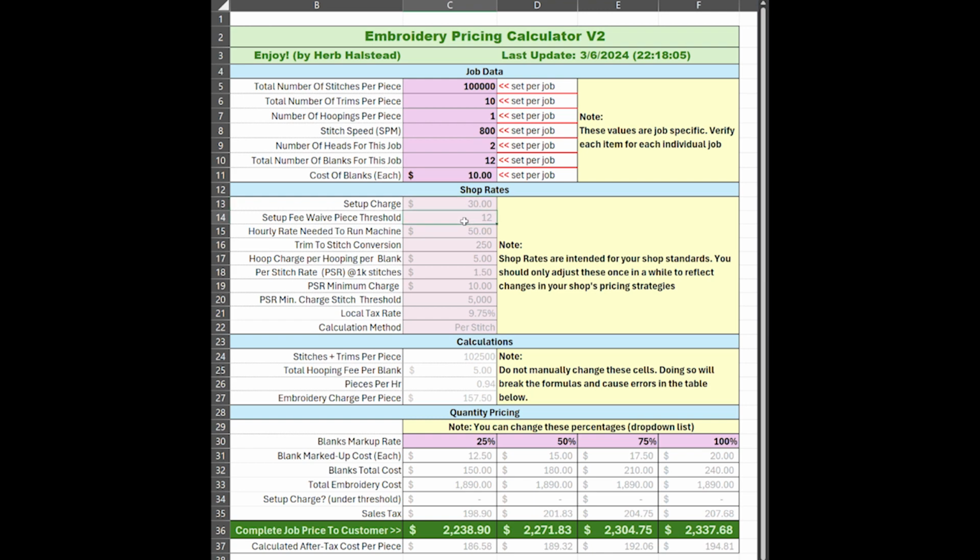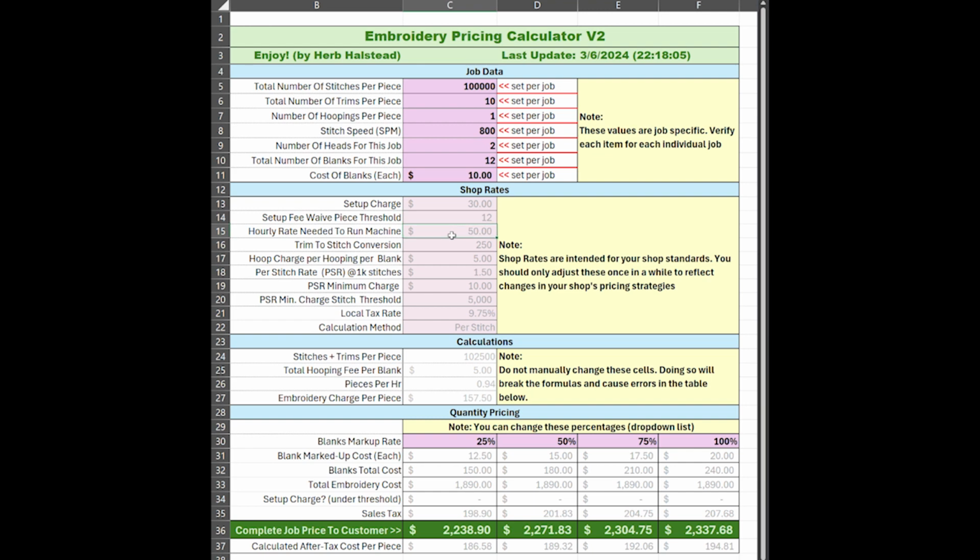Then we also have a threshold for garment number that you can set up to waive the setup charge. For instance, we have it set to 12. So anything 12 and above is not charged a setup charge, but anything below that will be charged the setup charge. So that's what the setup fee waive price threshold means.